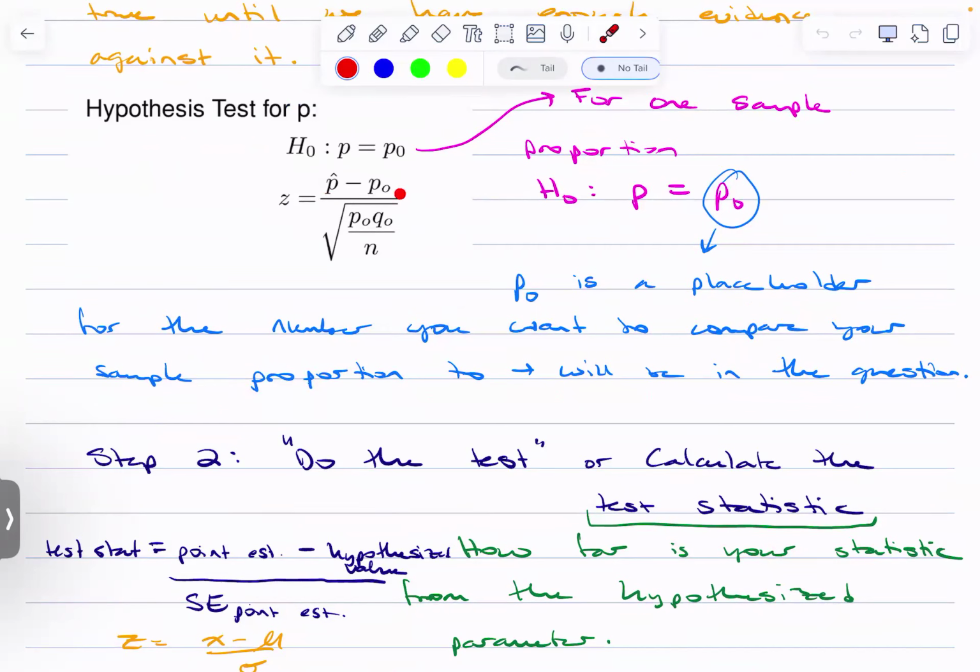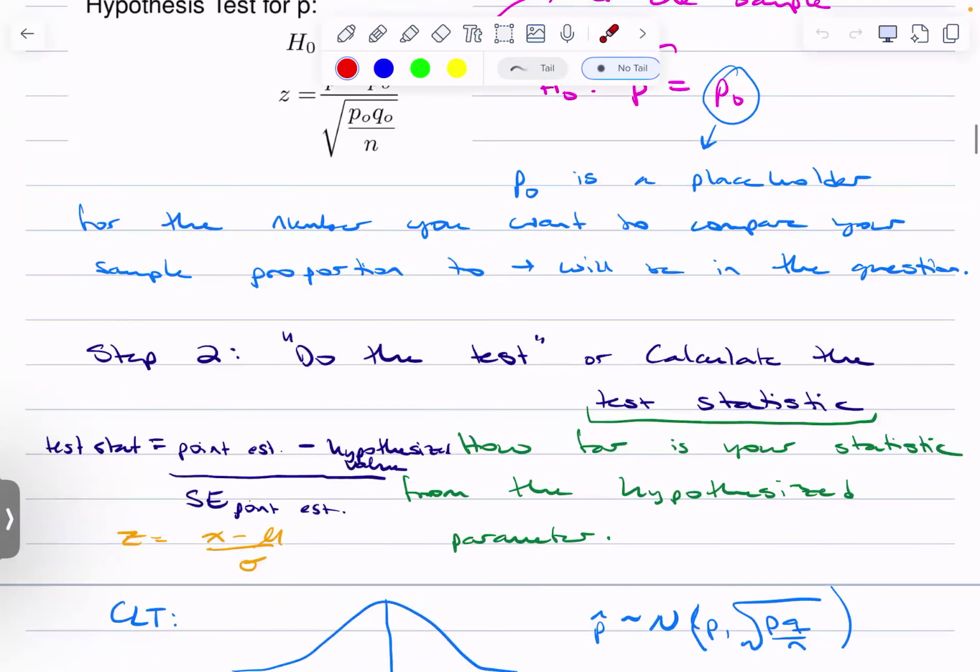How far is it from P naught, your hypothesized value for P? Hey, I think P is P naught, right? So how far apart are these? Taking into account the spread, the standard error, which we're going to calculate as P naught Q naught over N, and then square root it, okay? So this is the standard error of the point estimate for a hypothesis test.